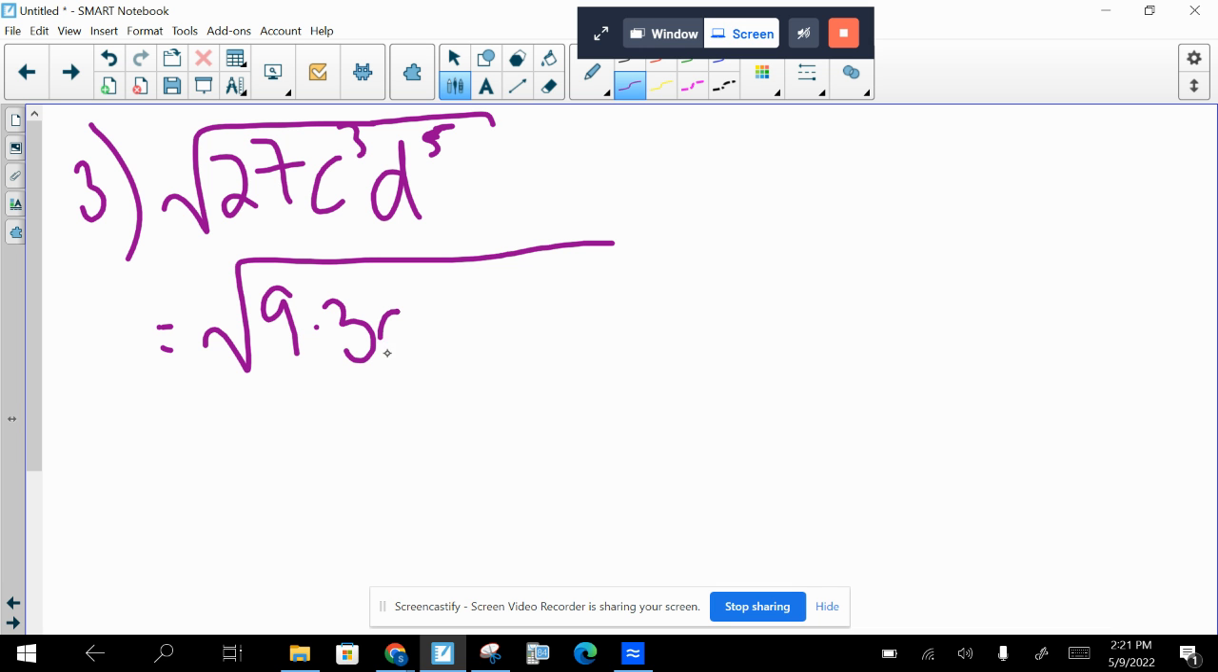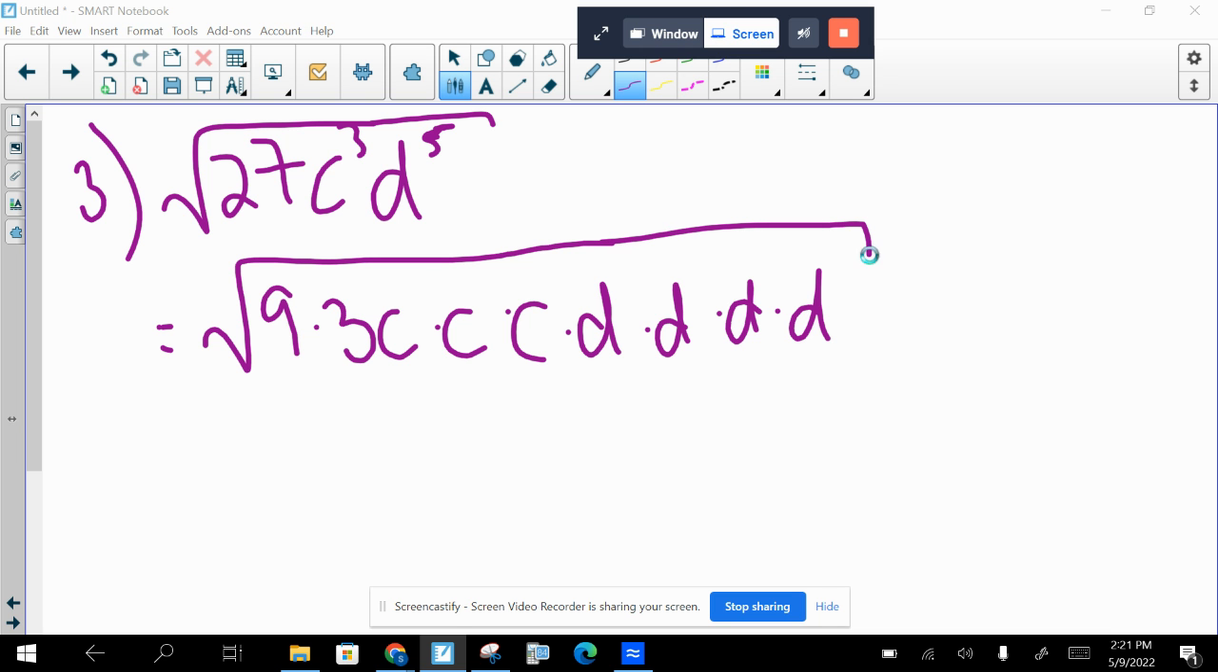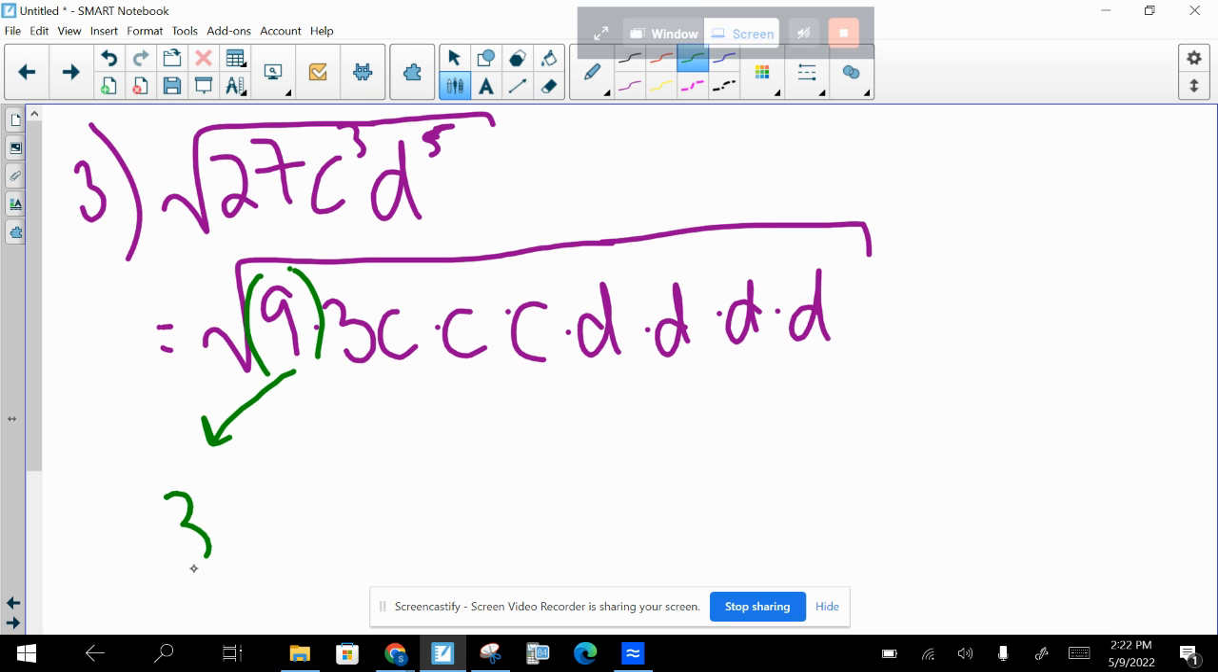Expand the C, C, C, C. Expand the D. There are 4 of them. 1, 2, 3, 4. And then I'm going to get my matches. So I'm going to put parentheses around 9 because that's a perfect square that will come out as a 3. And then I put parentheses around the C's.